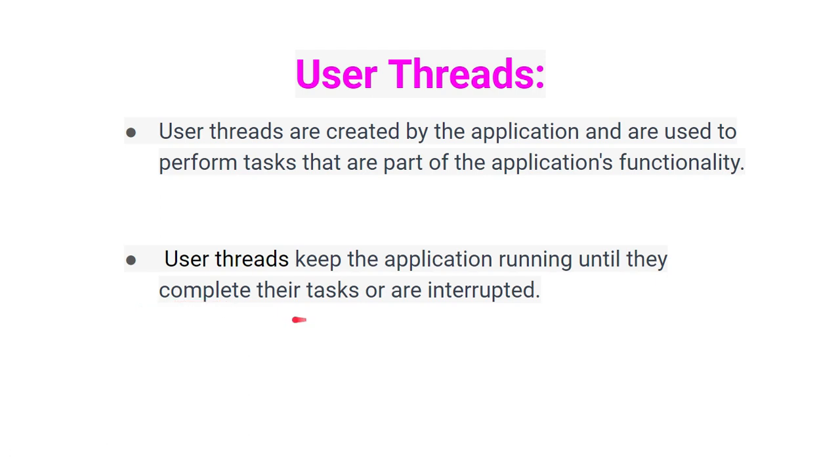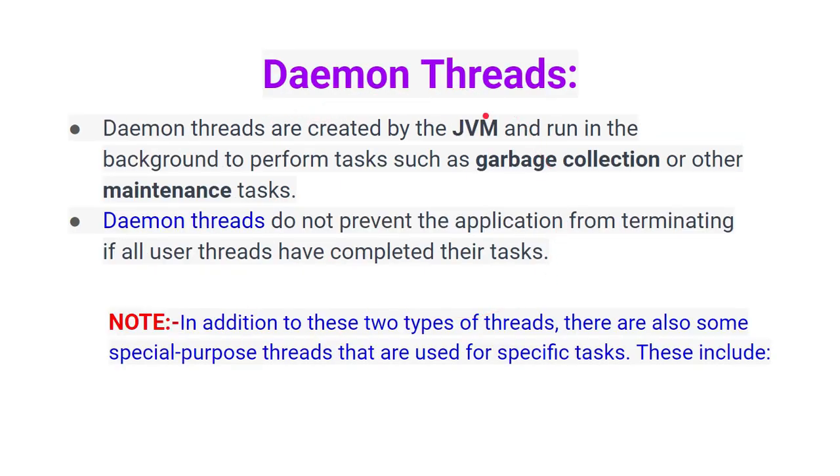What is a daemon thread? Daemon threads are created by the JVM, the Java Virtual Machine, which is not in our control, and run in the background and perform tasks such as garbage collection. Just now I explained how garbage collection works; those are nothing but one of the threads. Or other maintenance tasks, meaning whatever works we have performed, those tasks will also be done by other threads. Daemon threads do not prevent the application from terminating if all user threads have completed their task. So that will do our own work. It will not focus on your work. A separate thread has a separate work, so they will work on that.